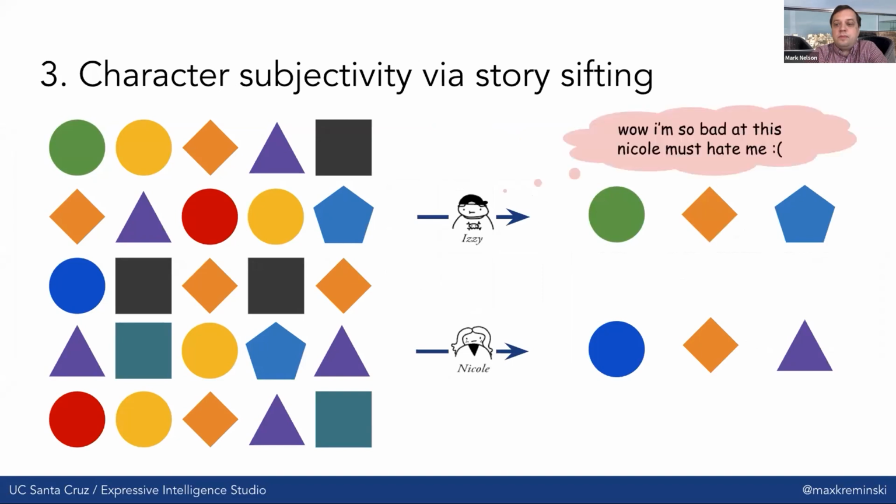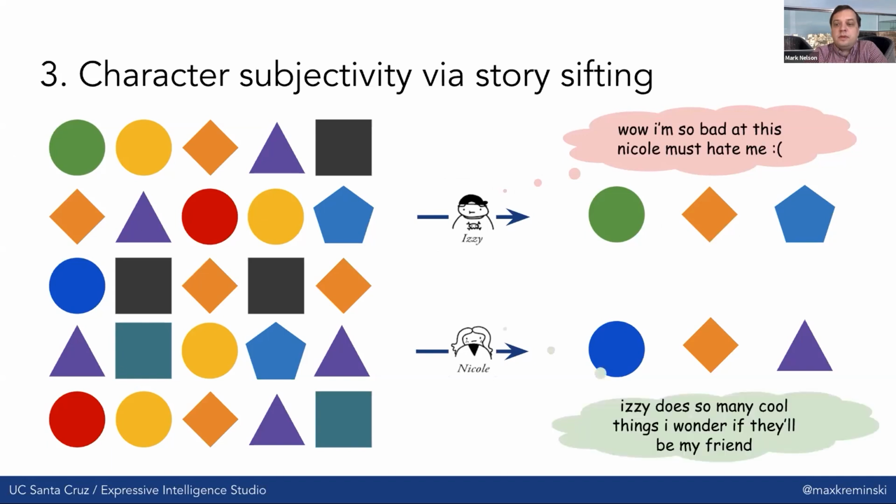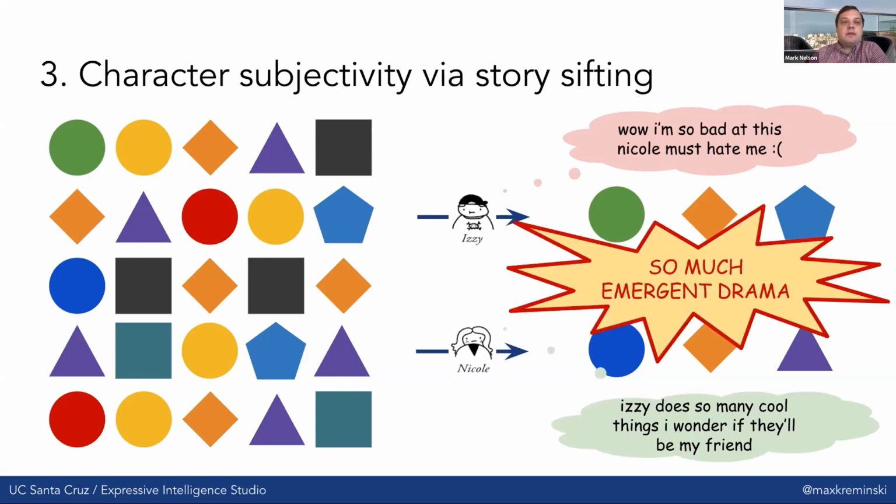in the story sifting pattern that basically makes her say, wow, I'm so bad at this, Nicole must hate me. And then Nicole is looking at these same events with a different story sifting pattern and saying instead, Izzy does so many cool things, I wonder if they'll be my friend. And these divergent interpretations of the same events, driven by story sifting and the access to different story sifting patterns, produces a lot of emergent drama between these characters, and this is the driving thing that moves Wolf stories forward.